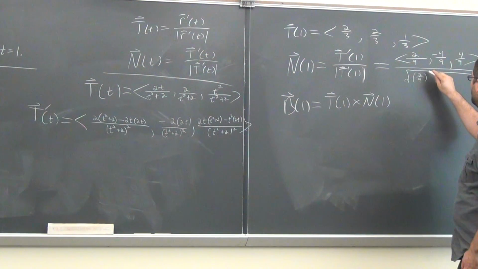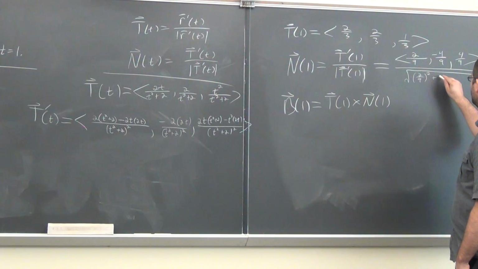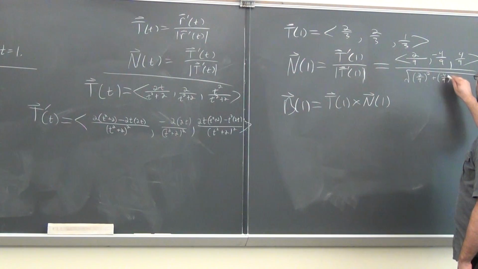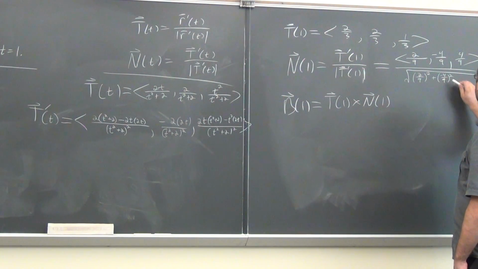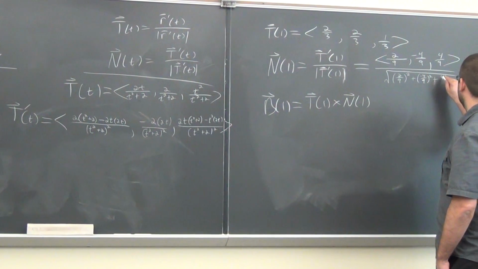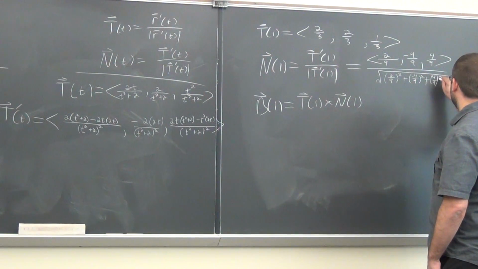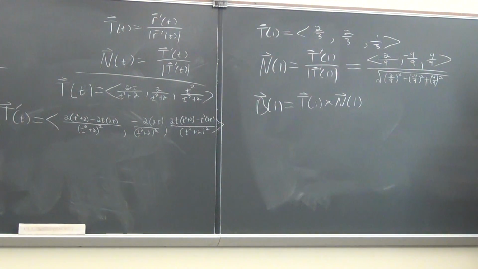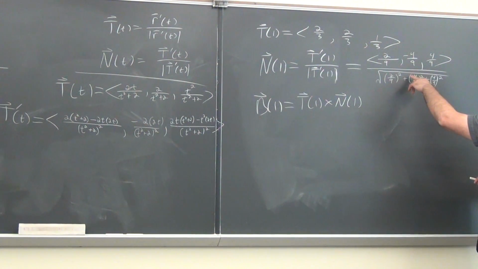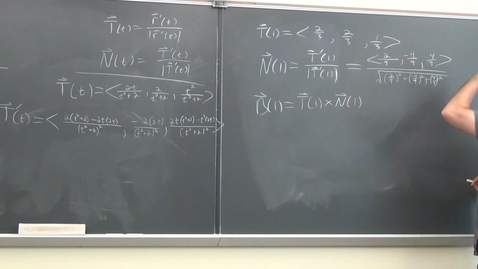Yeah, I mean you can write out 2 9ths squared plus negative 4 9ths squared plus 4 9ths squared. And so I suppose we should just clean this up, because when you do that, what are you going to get here? You're going to get 4 plus 16 plus 16. So that'll be what? 36.